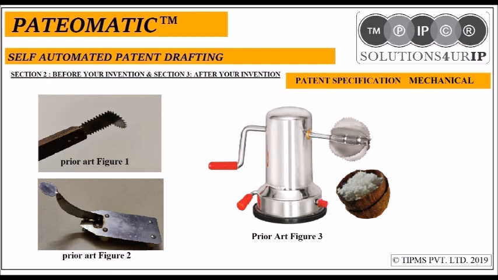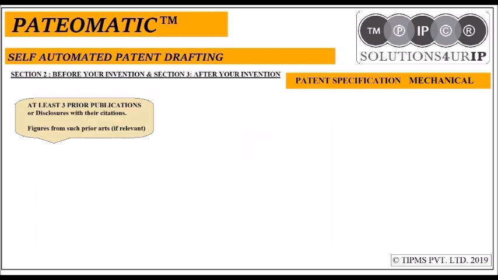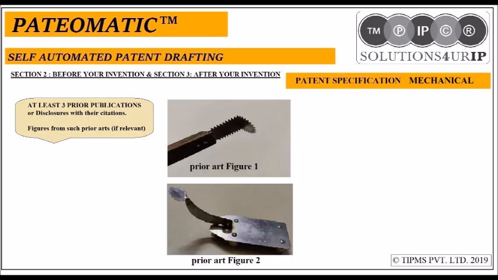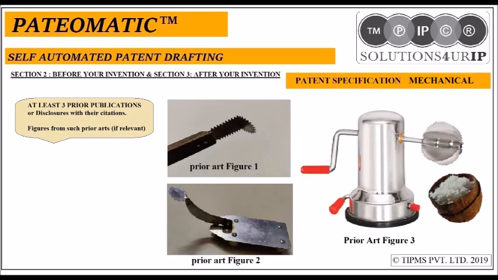Now we shall discuss both the sections before and after your invention together. You will need the abstracts of three closest prior art publications to be copied and pasted or summarized by yourself in the appropriate sections. These prior arts will help you determine the problem statements. Please remember that the identification of the problem statements is very crucial for filing a patent application. Unless there is a problem, there is no invention at all.